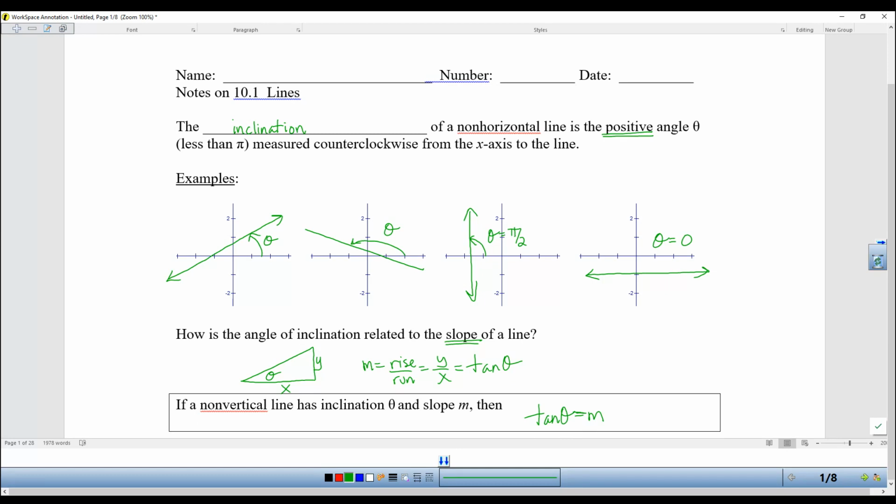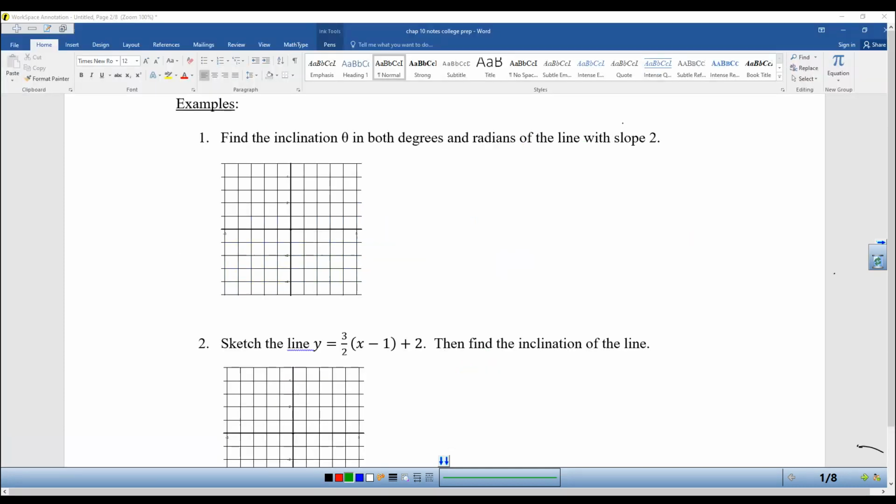So the way you're going to think about this is that theta is the angle where m is the ratio. So when people say a slope of 3, you can picture that. You know that means it's a rise of 3 and a run of 1. But now you need to also be able to picture it if I tell you what theta is. And the relationship is just tangent of theta is equal to m. So nothing new. Let's do some examples.